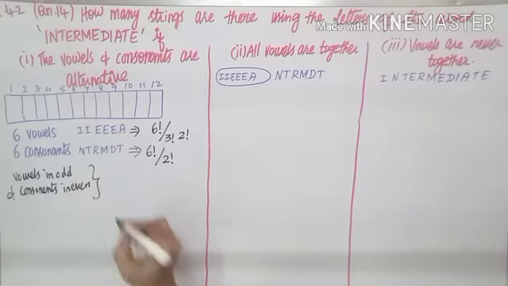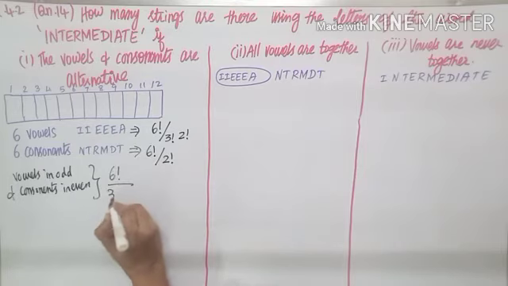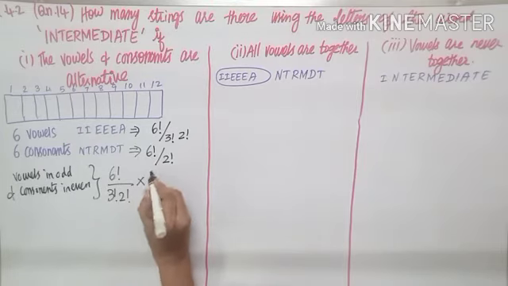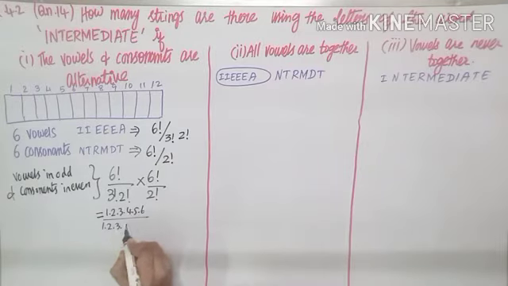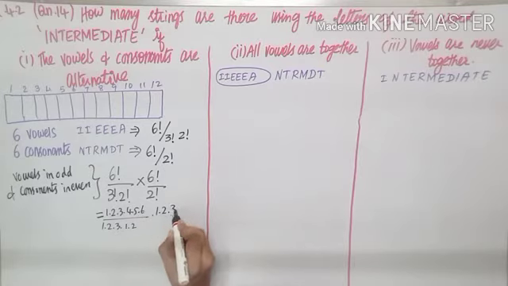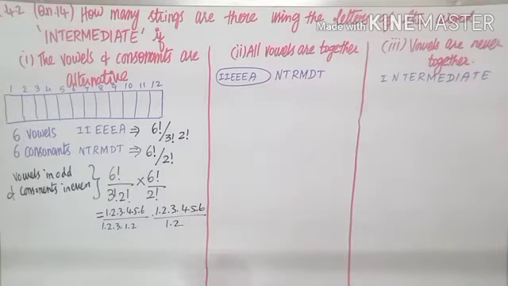What is my answer? 6 factorial by 3 factorial, 2 factorial into 6 factorial by 2 factorial. Simplify the answer. We get 1, 2, 3, 4, 5, 6 by 1, 2, 3, 1 into 2. Again 1, 2, 3, 4, 5, 6 by 1 into 2. As we cancel 1 to 6, 1 to 6, 1, 2 we can cancel. It is 6 into 1 and 2, 1 and 2 cancels.